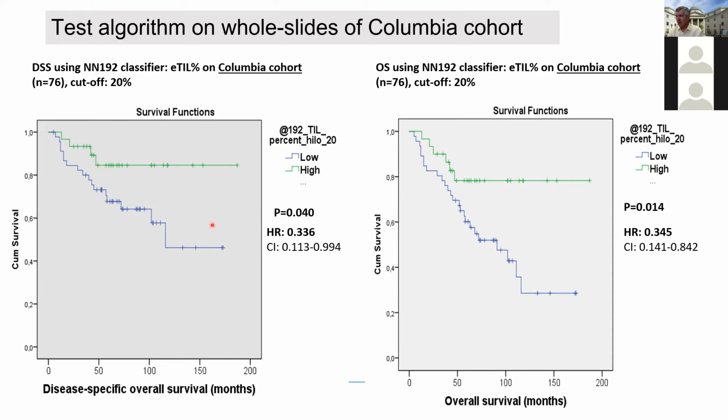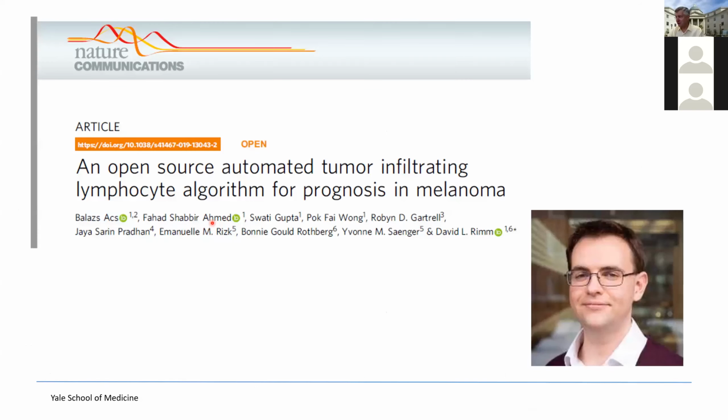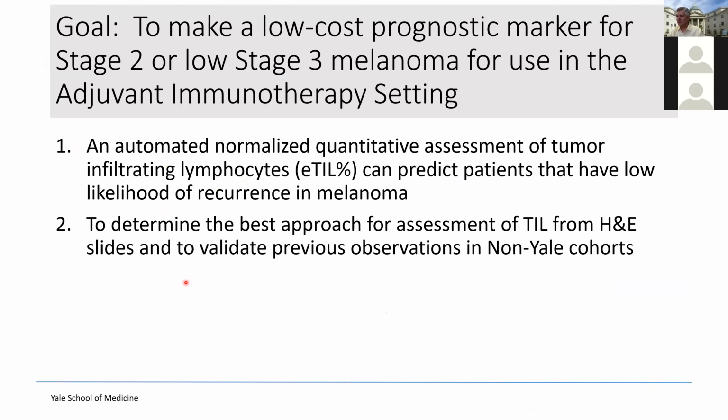So the next step is to really try this in other cohorts. Actually, the next step was to publish this, and Balazs led this work, which was published a couple of years ago now. So the next steps were to make a low-cost prognostic marker for stage 2 or stage 3 melanomas for use in the adjuvant immunotherapy setting. And to do that, we needed to first find patients. So this is the variable we used, eTIL %, and then determine the best cut point, and then validate on non-Yale cohorts. So the next cohort we went to was Ayman Osman's cohort from NYU.